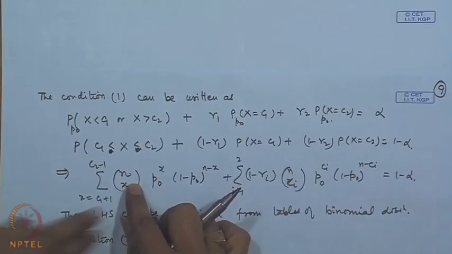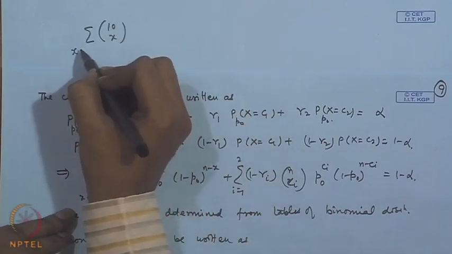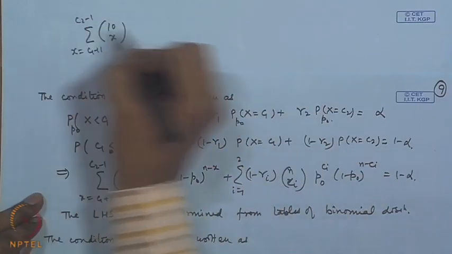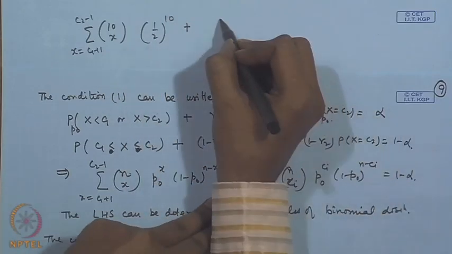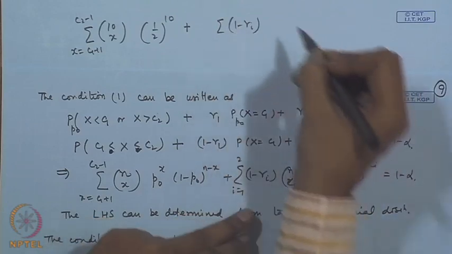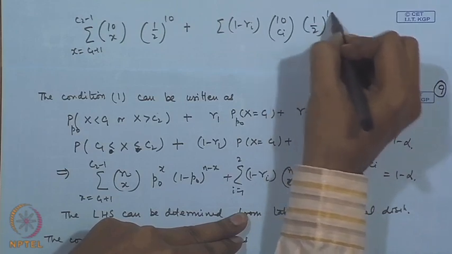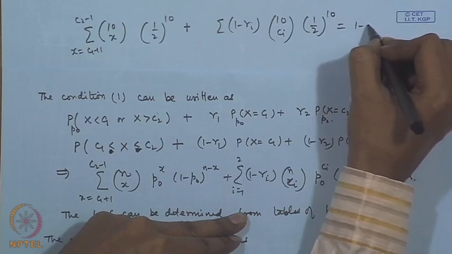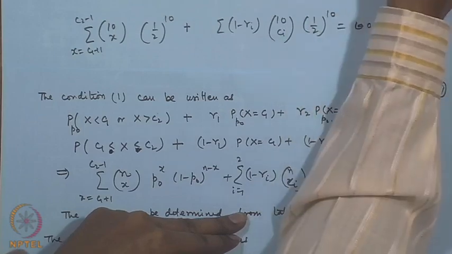So, the first condition you can see here, it is nCx. So, this is becoming the sum of 10Cx, x equal to c_1 plus 1 to c_2 minus 1. This is becoming half to the power n, that is half to the power 10, plus the sum of (1 minus gamma_i) 10Cc_i, and once again half to the power 10, is equal to 1 minus alpha. Suppose I say alpha is equal to 0.1. So, this is becoming 0.9, say. Suppose I am taking alpha is equal to 0.1.